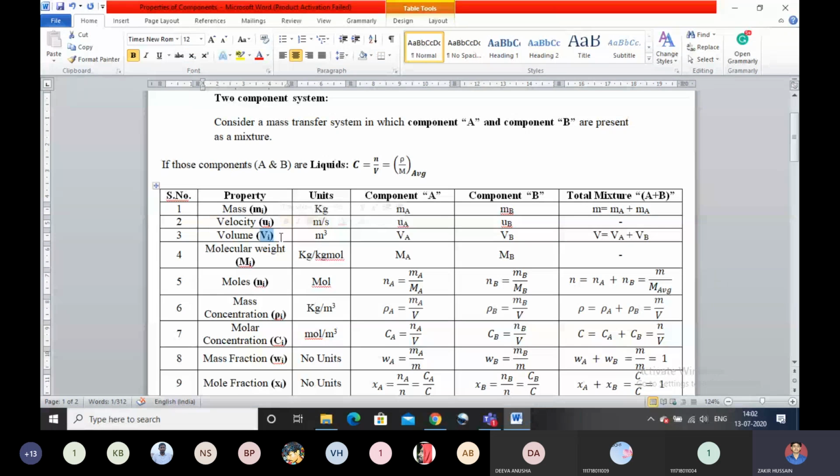Then volume is denoted by capital V subscript i for the ith species. In every property, i denotes the ith species. It can be A, B, C, D, any alphabet, any number. Volume is measured in meter cube or liters, depending on the particular system of units. Volume of component A is denoted by V subscript A, and of component B by V subscript B. Total volume is an additive property, so total volume is the volume of A plus volume of B. The sum of the partial volumes is equal to total volume.